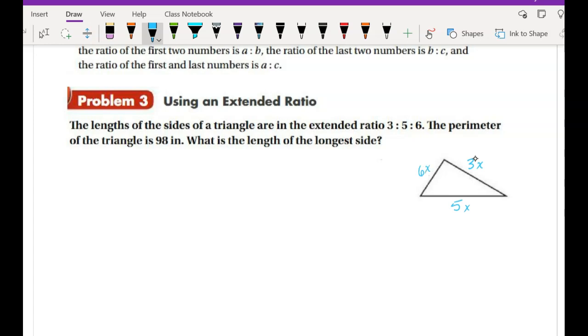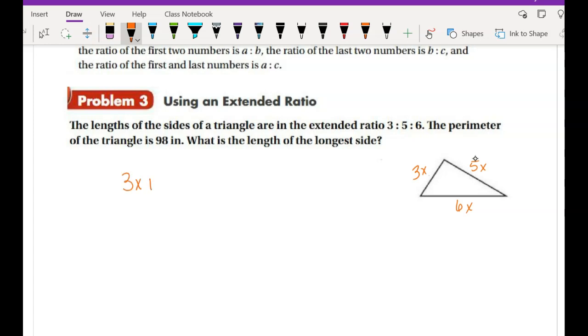So your sketch doesn't matter. So I'm going to erase these, and I'm going to try to put it close to where I think it is. So my shortest side would be here. So I'm going to call that 3x plus 5x plus 6x. And what is that going to equal? All of that's going to equal 98, right?